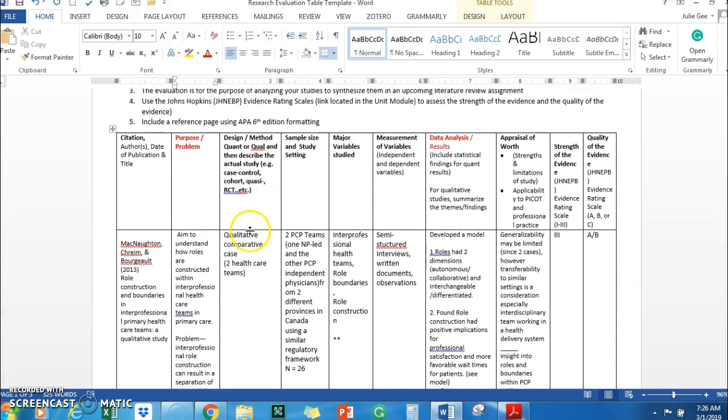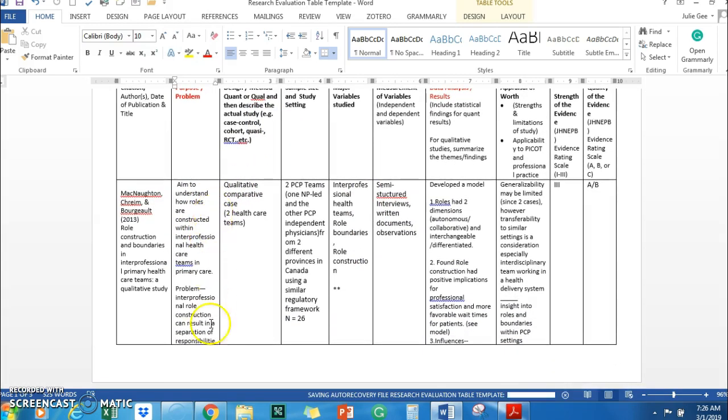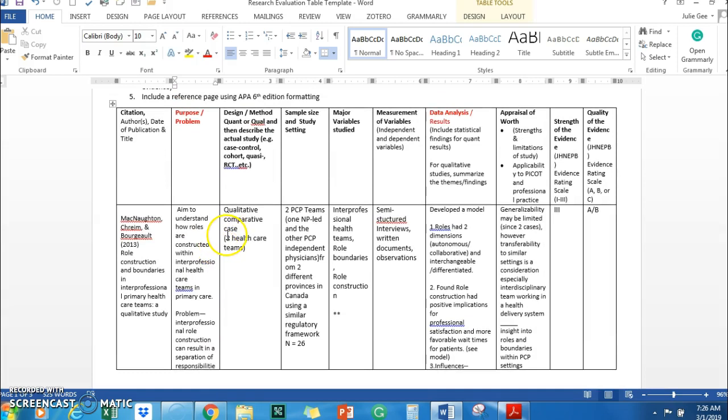So this was a qualitative study, and I wrote my problem right there. Then the design and method was a qualitative comparative case study, which is important, right? Be specific. Sometimes it's going to be a qualitative grounded theory approach, but this was a comparative case study. And there, I wrote that they did 2 healthcare teams. That was their comparative case study. They assessed 2 healthcare teams.